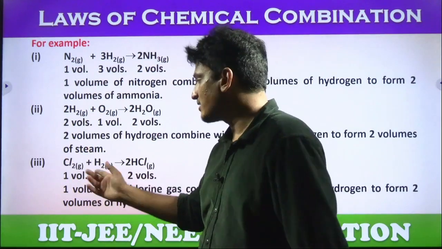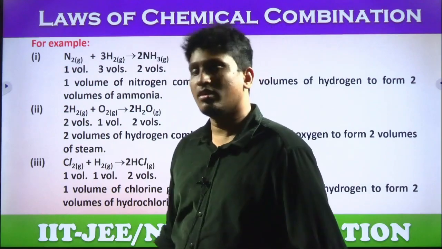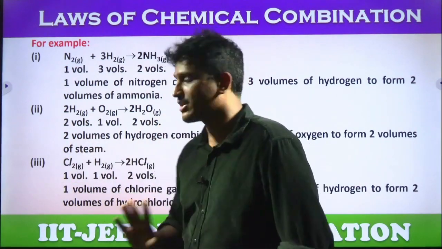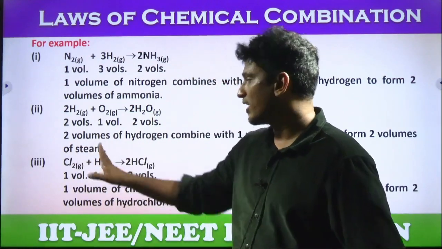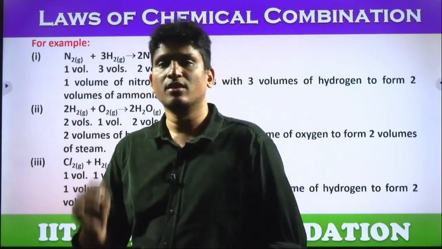Right. Look at this reaction, Cl2 plus H2. Chlorine plus hydrogen produces HCl. What are the volumes? So how to find the volumes? The number in front of the molecule. Check. What is the number in front of Cl2? 1. What is the number in front of H2? 1. The coefficient number indicates the number of moles, volumes.